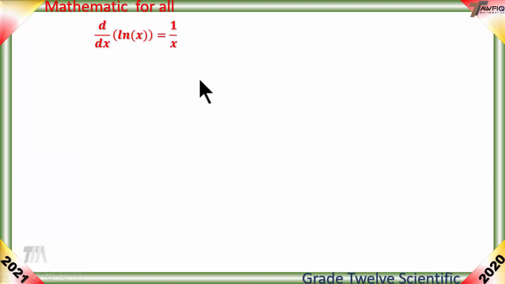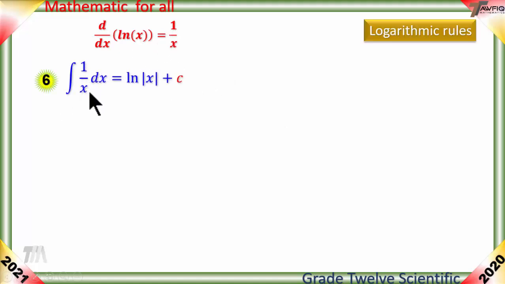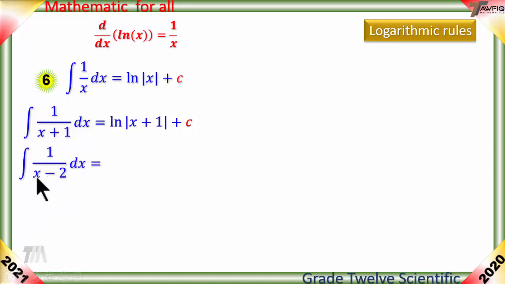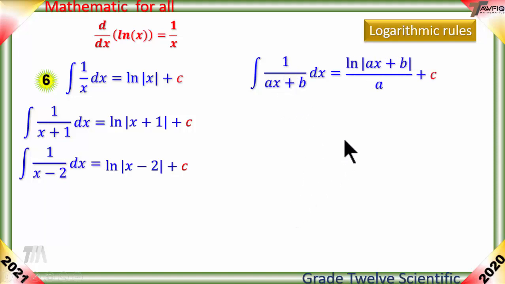Now, when we take the derivative of ln x, it becomes 1 over x. The integral of 1 over x dx is ln of the absolute value of x plus c. For example, the integral of 1 over x plus 1 is ln of the absolute value of x plus 1. The integral of 1 over x minus 2 dx is ln of the absolute value of x minus 2 plus c. For a function like 1 over ax plus b, it becomes ln of ax plus b over the derivative of it, which is a, because the derivative of ax is a and the derivative of b is 0.